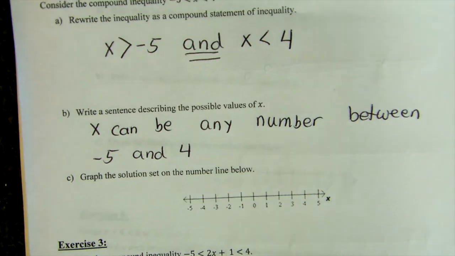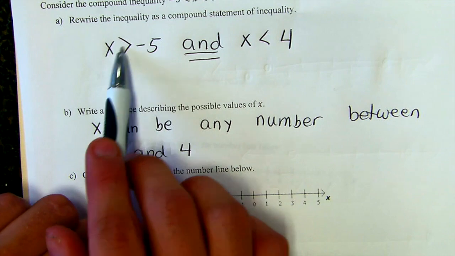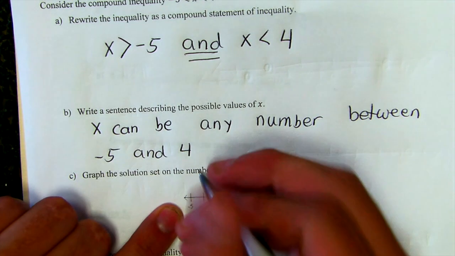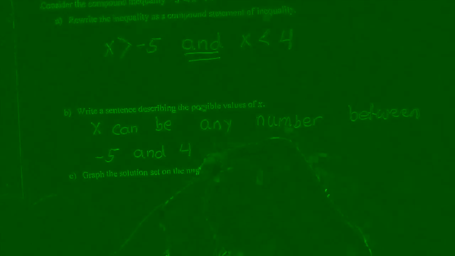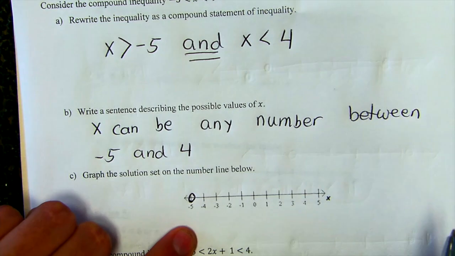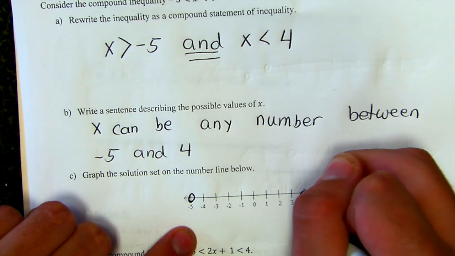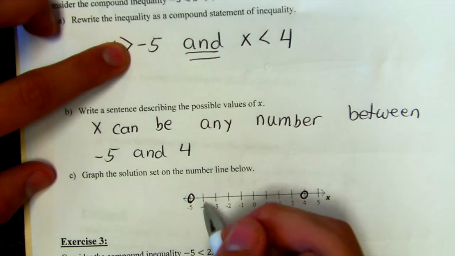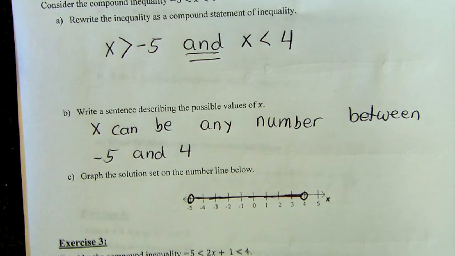And then if we wanted to graph that on our number line, at negative 5, we're going to have an open circle because we don't have equality. And then at 4, we're also going to have an open circle. And where x is greater than negative 5, but x is less than 4, it would be in between our 2 points. So we can shade in between our 2 points. Okay?